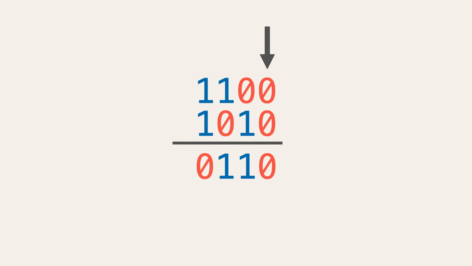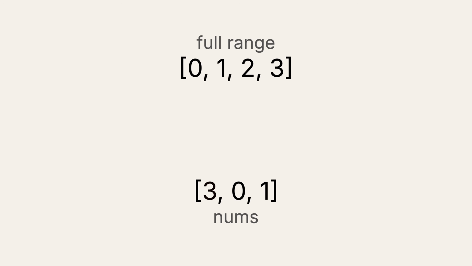The reason why XOR is useful in solving this problem is because of two key properties that XOR has. First, if you XOR a number with itself, the result is always 0. In other words, the number cancels itself out. Second, if you XOR any number with 0, then you always get the original number back. So going back to the problem, what if we XOR all the numbers in both the array and the full range, and kept a running total of the result?